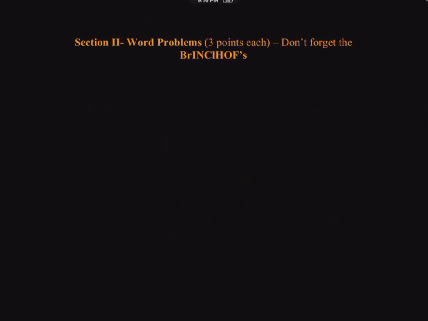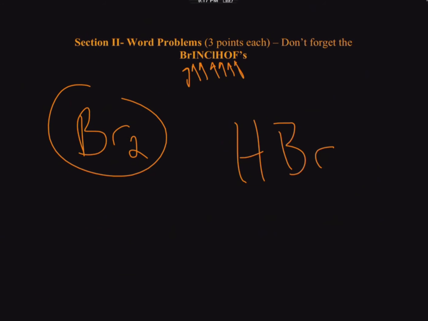Okay, so word problems, and don't forget the Brinklehoffs. We may or may not have talked about this in class, but the Brinklehoffs, these are the elements: bromine, iodine, nitrogen, chlorine, hydrogen, oxygen, fluorine. These elements always come in pairs when they're on their own, which sounds like an oxymoron. But if you have bromine in an equation or in a word problem, it says bromine reacts with. Bromine in the equation is always going to be Br2, never just Br by itself. It might be part of a compound and be HBr with just one bromine, but bromine as an element always comes in pairs.